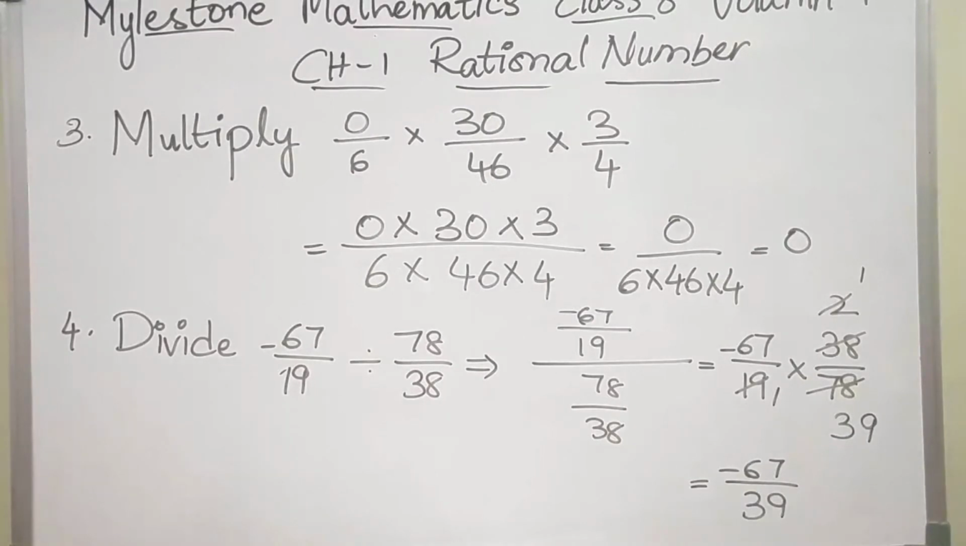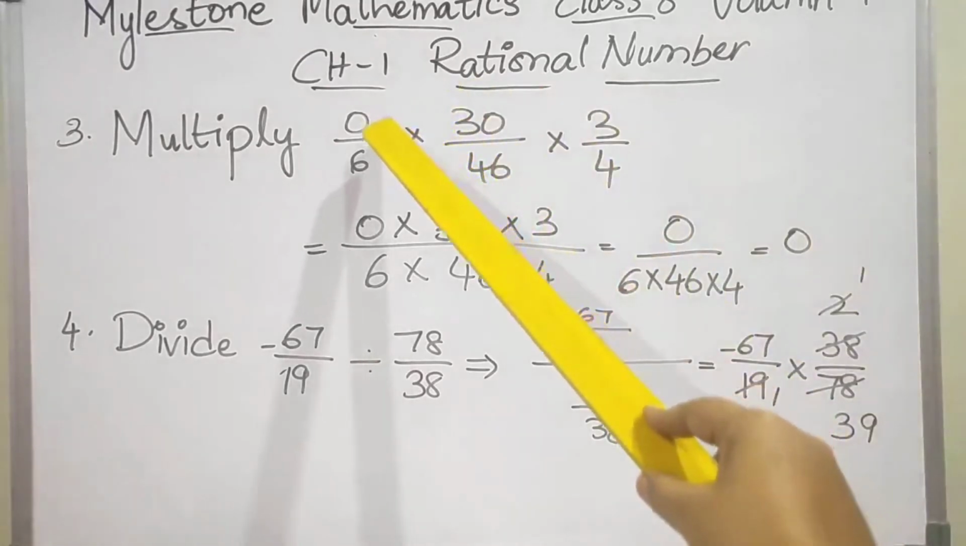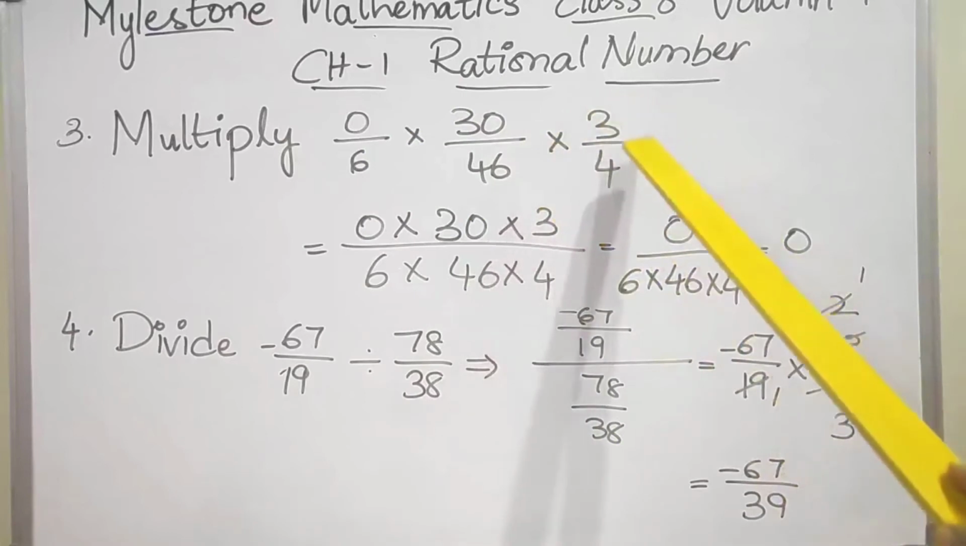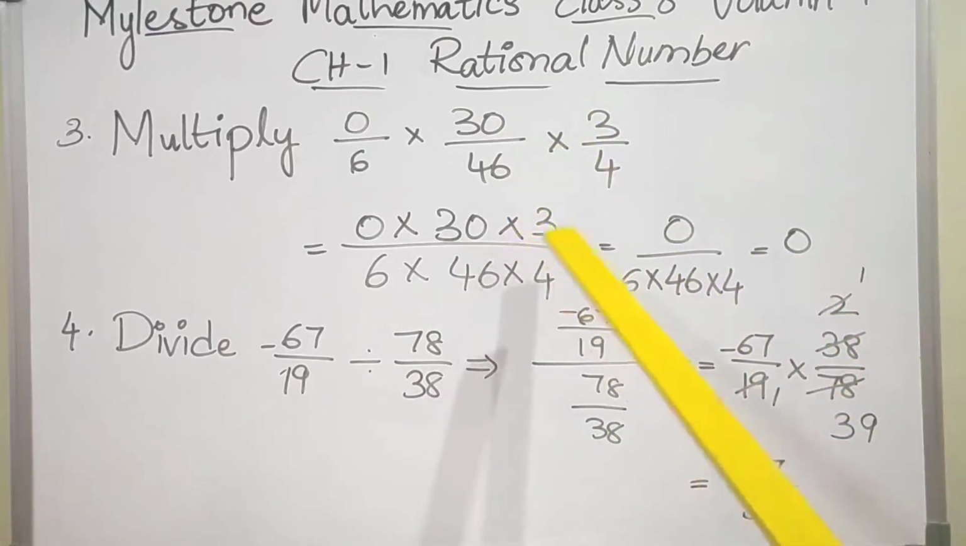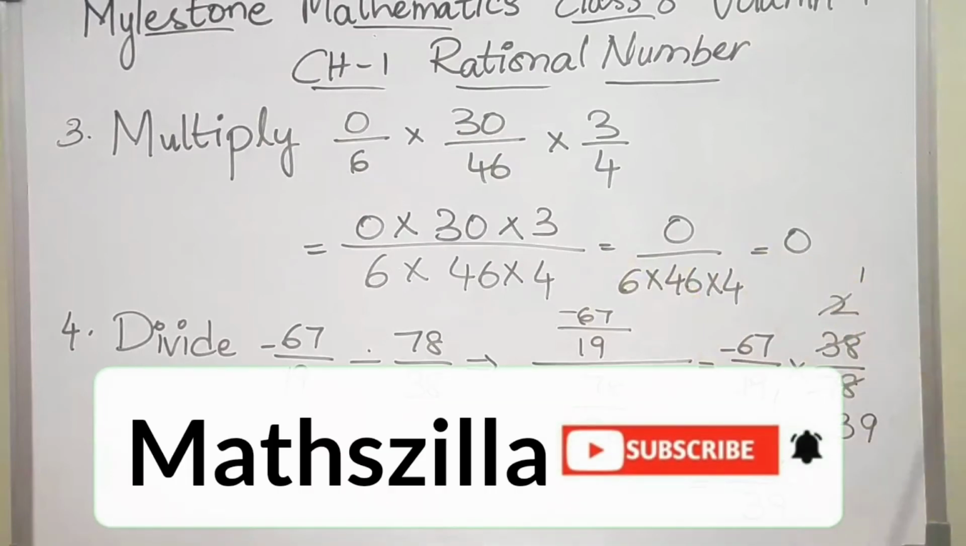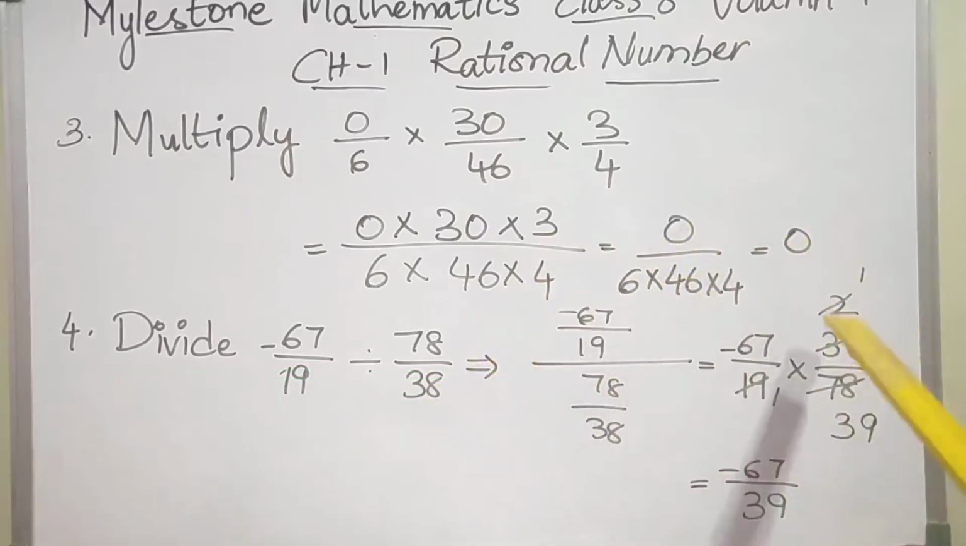Next question. Multiply 0 by 6 into 30 by 46 into 3 by 4. If you observe the question here, there is 0 by 6 into 30 by 46 into 3 by 4. If we multiply anything with 0, it gives 0 only. If you have 0 in your hand and you multiply 1, 2, 3, 4, but you are multiplying it with 0, the answer will be 0 itself.